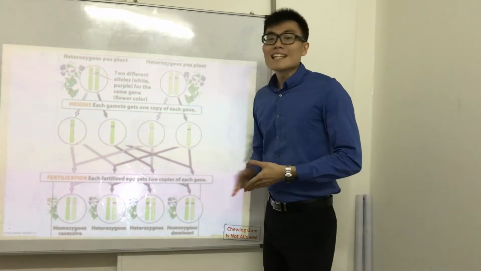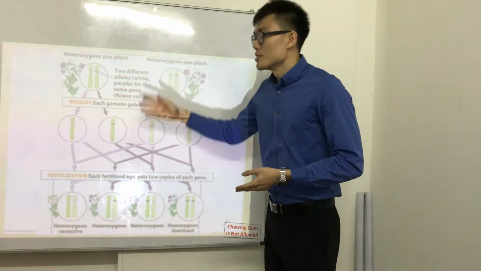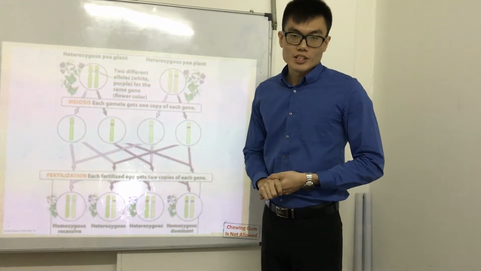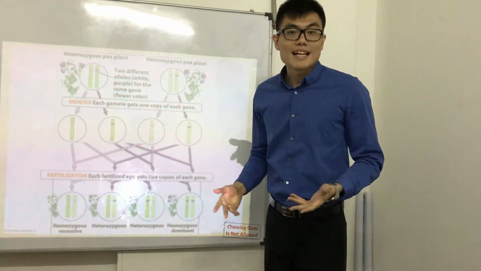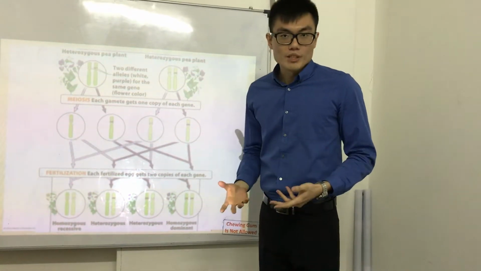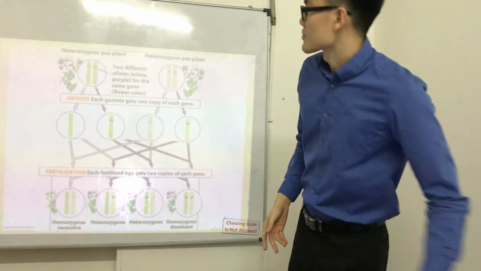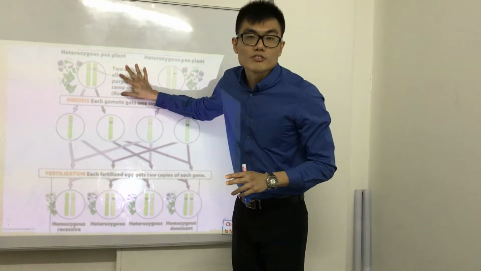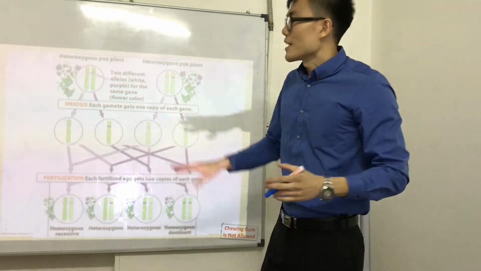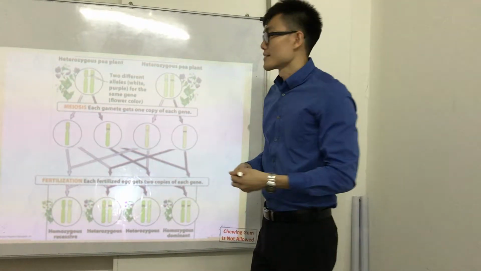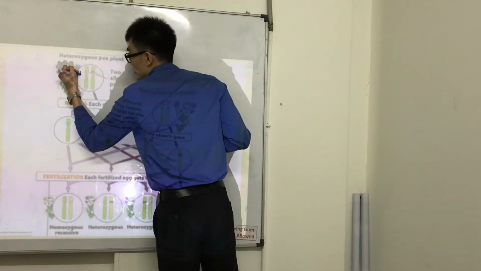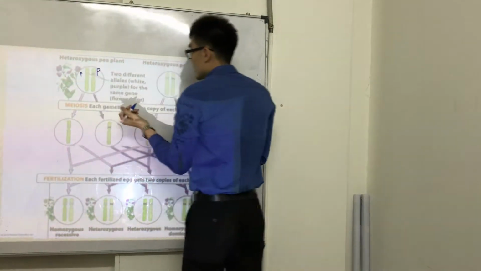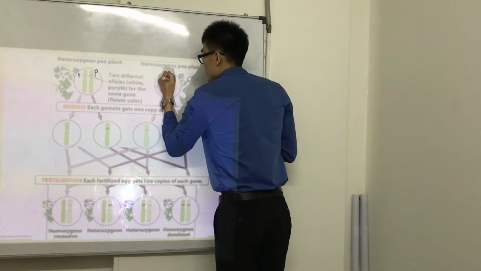Well, we can link all these things with meiosis and fertilization, because meiosis is actually the process of gamete formation. These are the 2 individuals from the F1 generation. In the F1 generation, they are both heterozygous. That means that they contain 1 small p and 1 big P. The same thing goes for this individual.